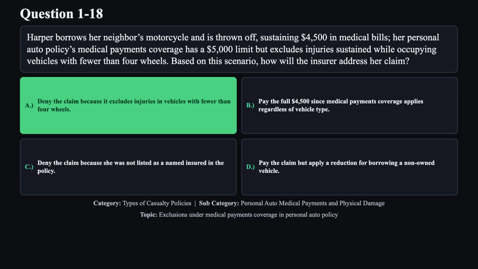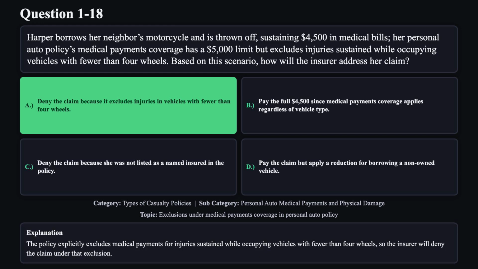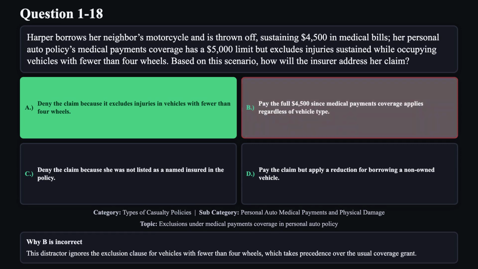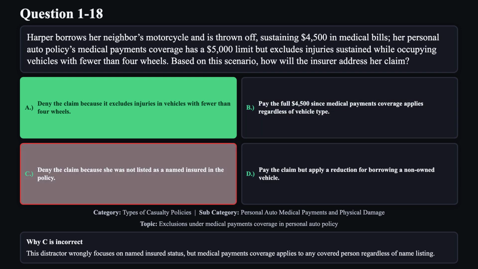The correct answer is A. The policy explicitly excludes medical payments for injuries sustained while occupying vehicles with fewer than 4 wheels, so the insurer will deny the claim under that exclusion. Reason B is not correct. This distractor ignores the exclusion clause for vehicles with fewer than 4 wheels, which takes precedence over the usual coverage grant.